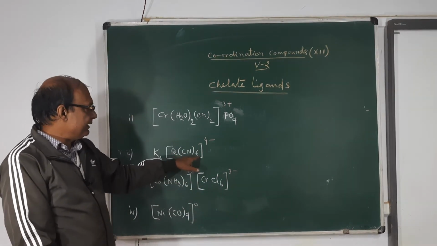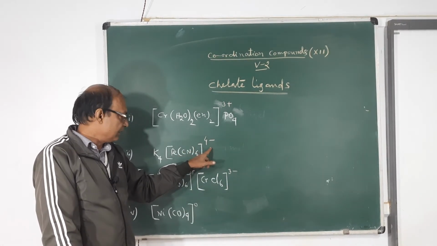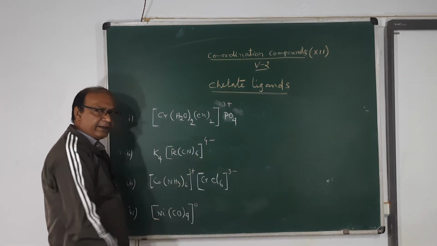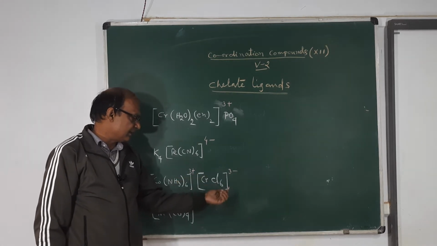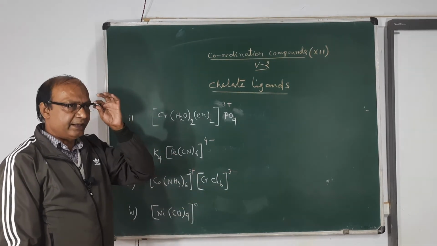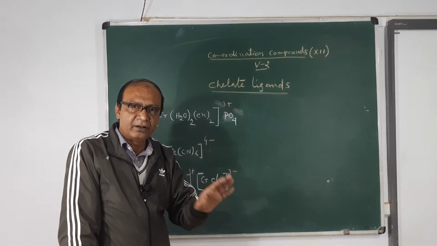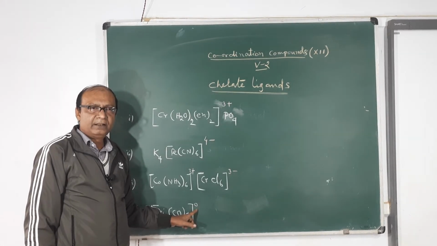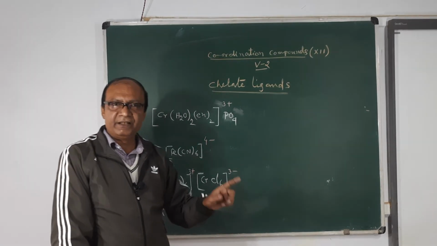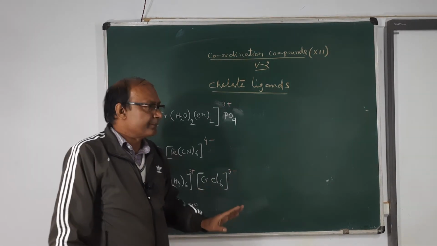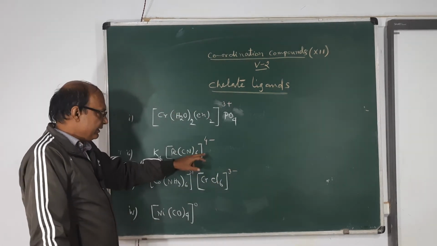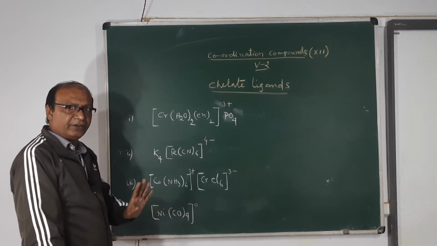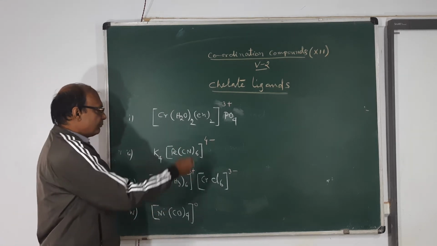When the complex entity carries negative charges, the complex is known as an anionic complex. When there are two complex entities, one carrying a positive charge and another carrying a negative charge, it is called a cationic anionic complex. And the fourth one carries no charge, zero charge. The complex compound is known as a neutral complex. Cationic complex, anionic complex, cationic anionic complex, neutral complex. This is clear? Now come to the next point.